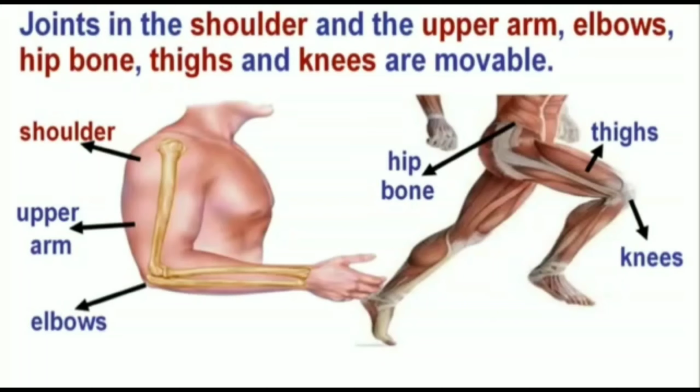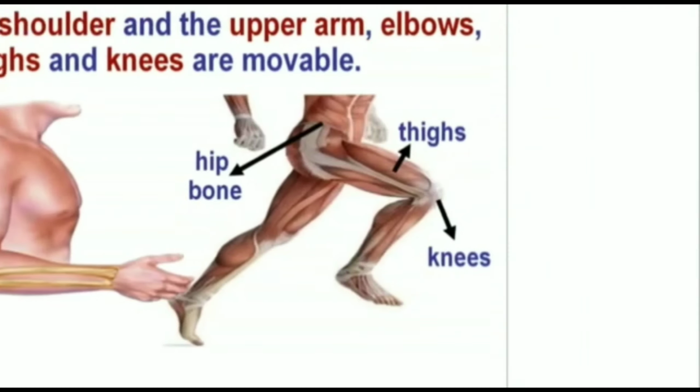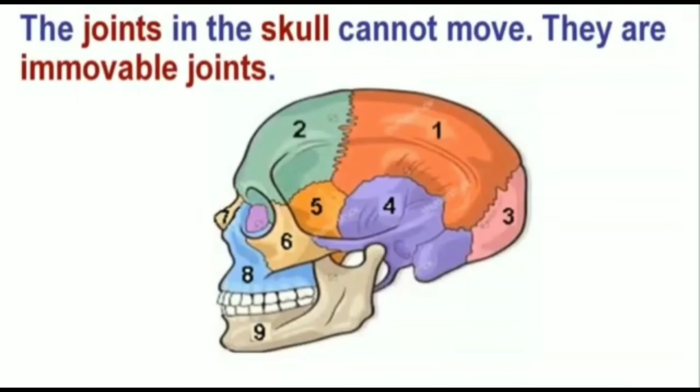As you can see on the screen, joints in the shoulder and the upper arm, elbows, hip bones, thighs and knees are movable. Whereas those joints which are found in the skull or in the pelvic region just connect the bones, and therefore they are immovable joints. As you can see on the slide, the joints in the skull cannot move, so they are called immovable joints.